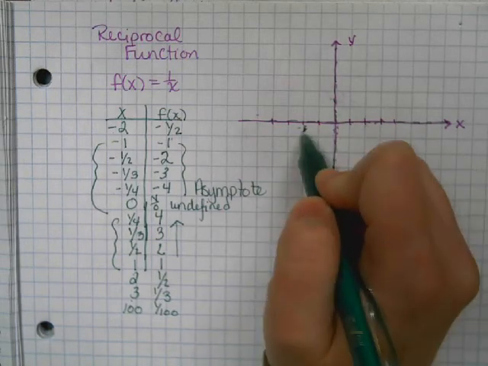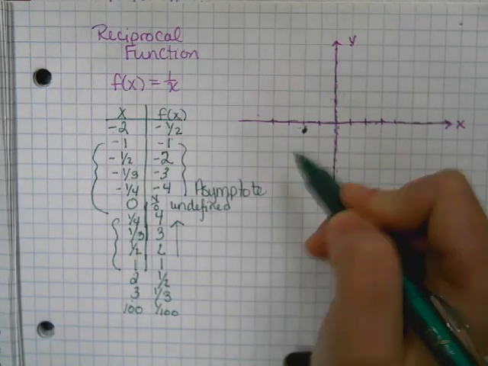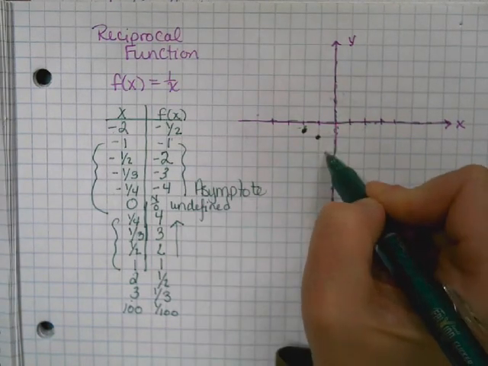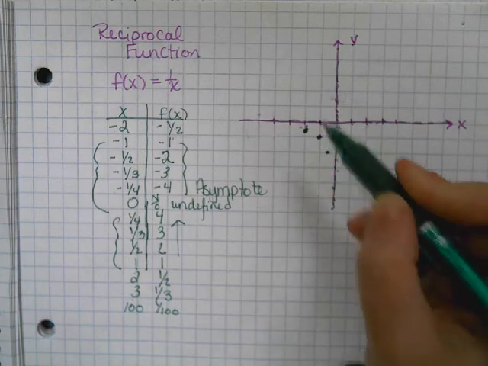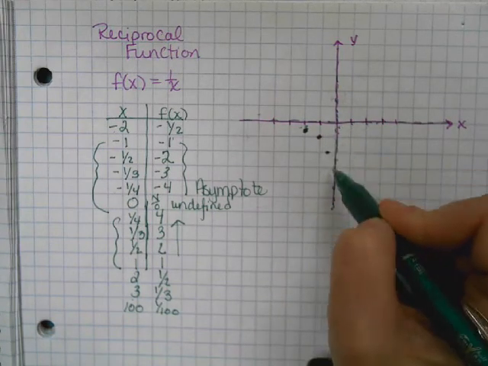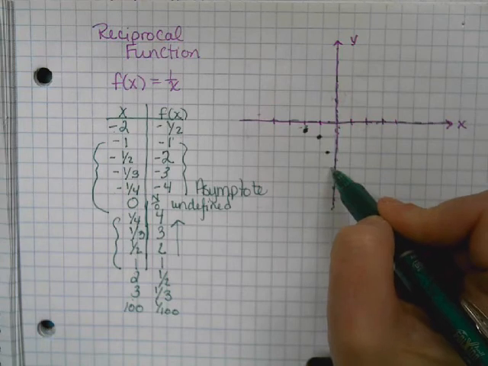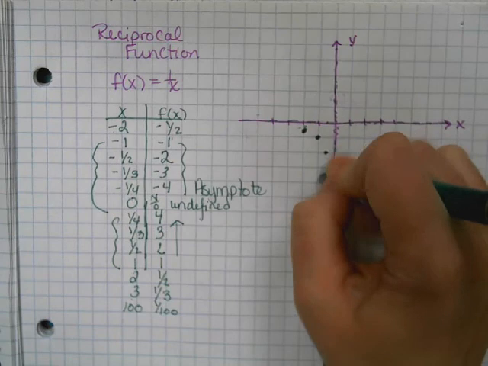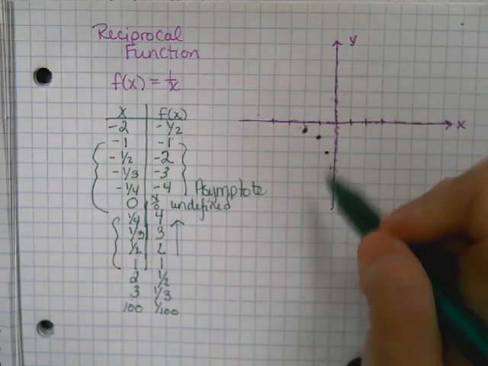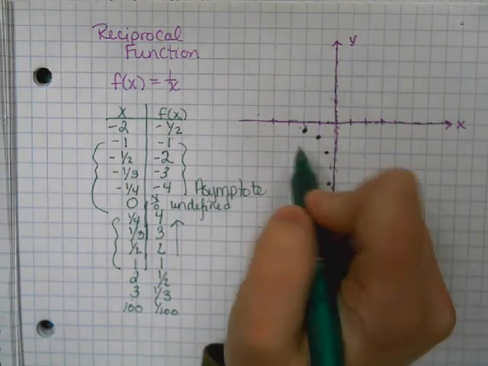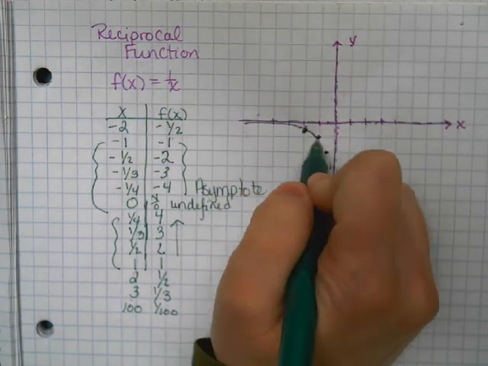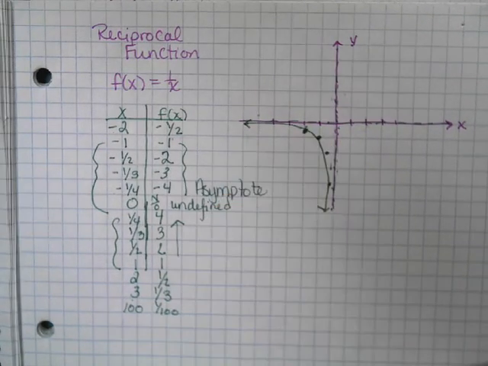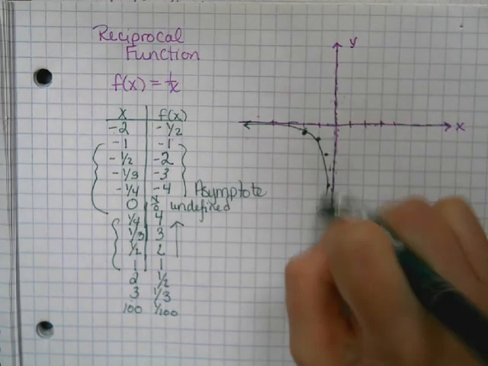So let's plot some of these points. At negative 2, I had negative 1/2. That'd be halfway between, so about there. At negative 1, I had negative 1. At negative 1/2, I have negative 2. At negative 1/4, that's like halfway here, I would have negative 4. So right about here, maybe. 1, 2, oh, that's 3. Let's go to 4. So what we see is a graph that looks something like this.